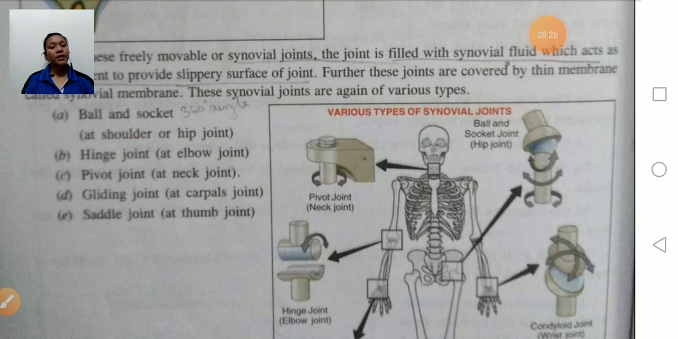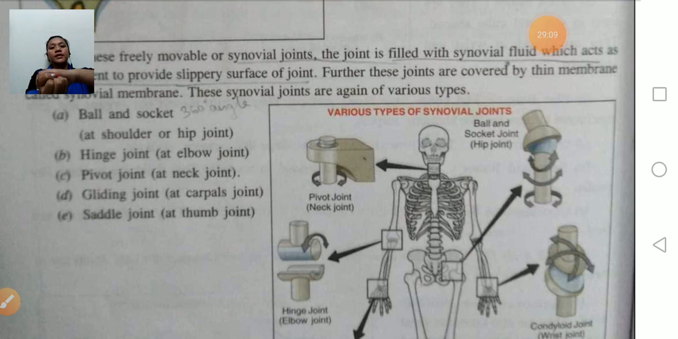Saddle joint is present in the thumb. It provides flexion, extension, abduction, and adduction movements. The movement takes place on more than one axis, allowing different movements. One bone is shaped like a saddle, with the other bone resting on it.